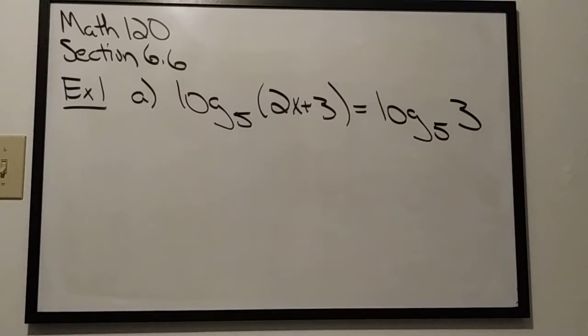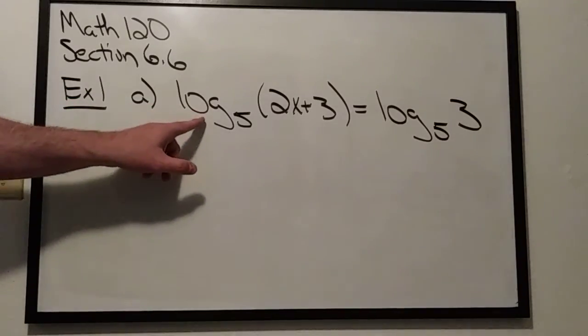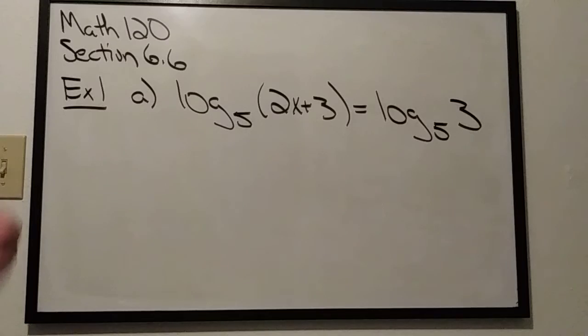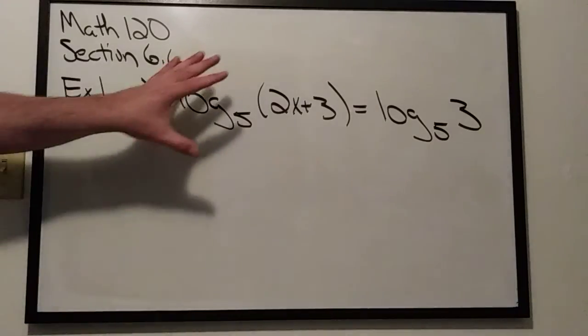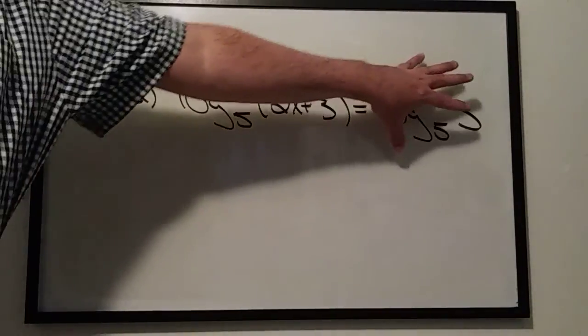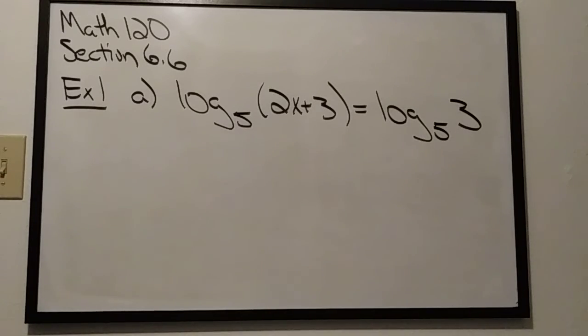Our first one, example 1a, we have log base 5 of the quantity 2x plus 3 is equal to log base 5 of 3. Notice that we have a log on the left-hand side and a log on the right-hand side. There's a rule from section 6.5 that if you have the log of somebody on the left-hand side and the log of somebody on the right-hand side, as long as the base is the same, the only way this statement can be true is if the arguments themselves are equal.